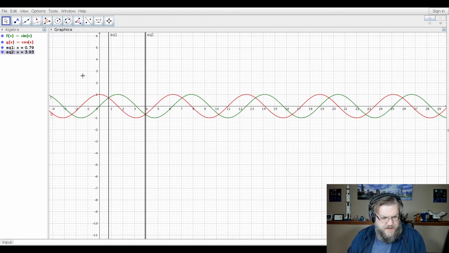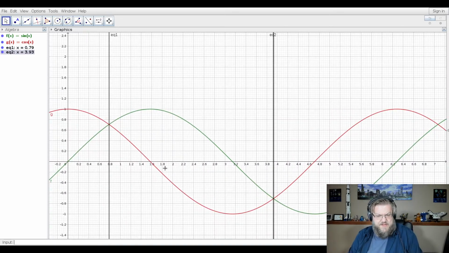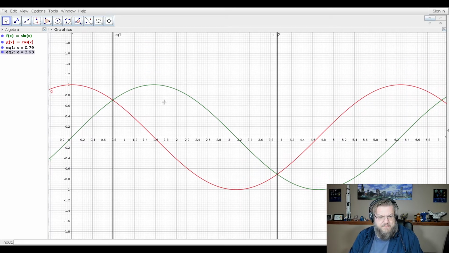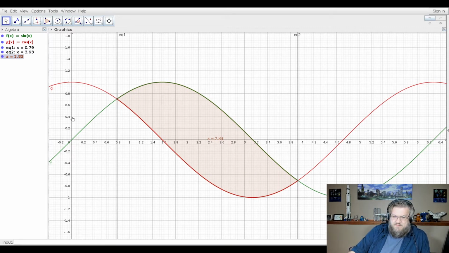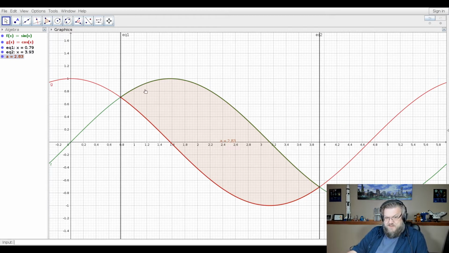Okay, well, there we have it. This is the region that I want to find the area of. In fact, I think there's a way I can do this. Let's do integral between, that's a command, integral between f comma g comma pi over 4 comma 5 pi over 4. I think that does it. Yeah, nice. So GeoGebra just shaded in the region that I'm trying to calculate here, right?